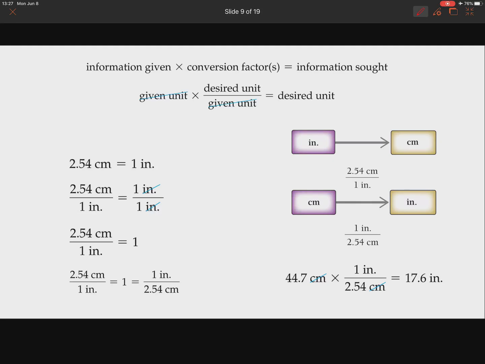So let's talk a little bit about conversions. We need to be able to do some conversion factors, and then we'll come back and talk about density. Okay, so for most problems, we actually call this dimensional analysis. Let me write that down.